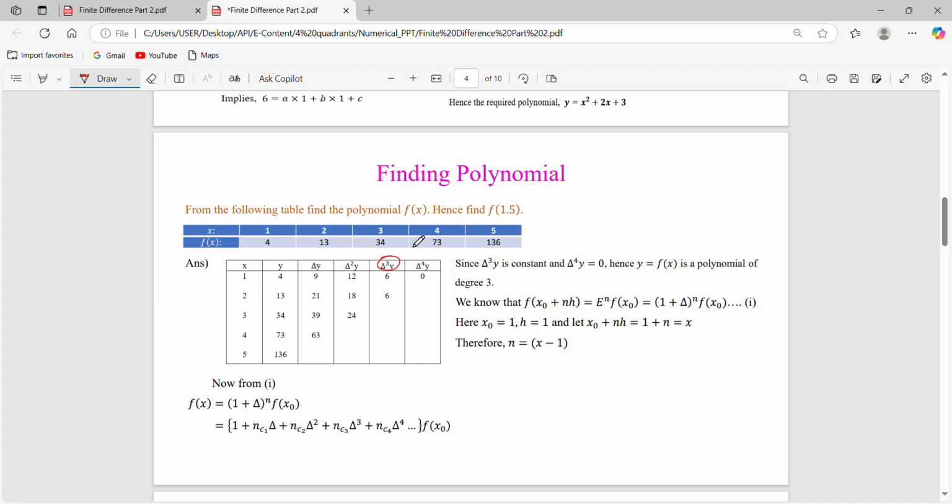So since del cube y is constant and del to the power 4 is 0, f(x) is a polynomial of degree 3. Okay, so here degree 3, that is confirmed. Now how do you find the calculation?